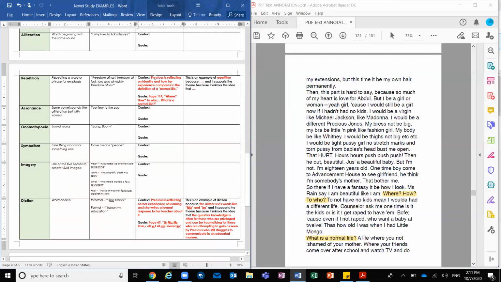Next is our context, so we just need to explain what exactly is happening in this part of the story. So Precious is reflecting on her identity and how her experience compares to the definition of a normal life.